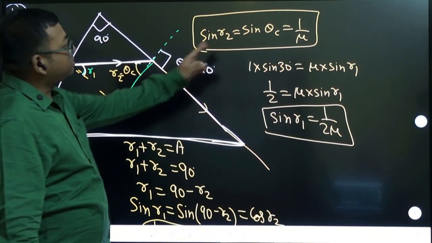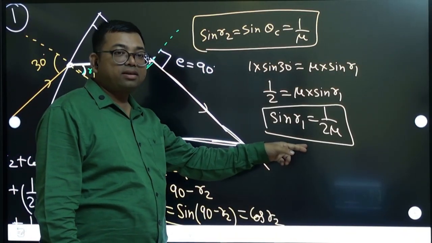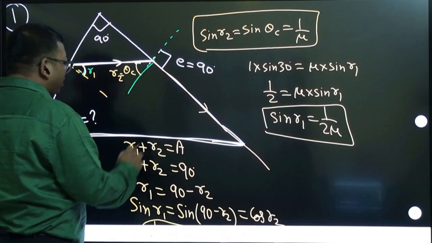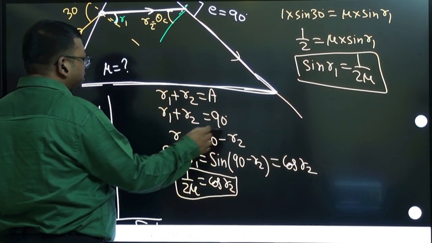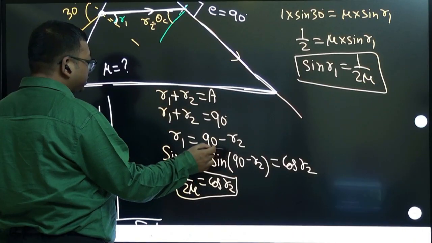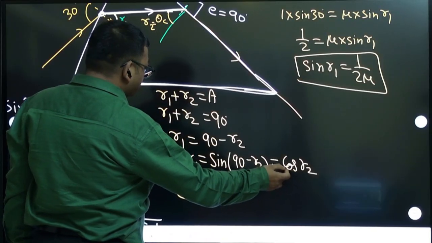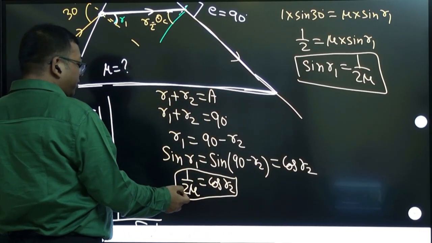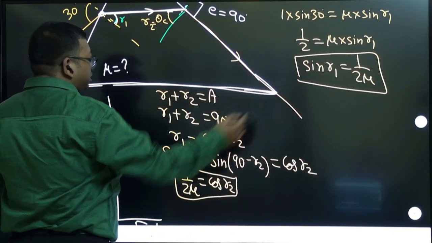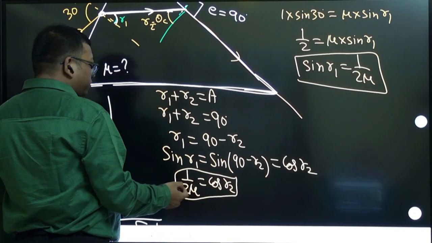See, this one is clear, na? This is also clear, right? Okay. Now R1 plus R2 is A, R1 plus R2 is 90, R1 becomes 90 minus R2. So when I apply sine R1, that sine 90 minus R2 becomes cos R2, and sine R1 is 1 by 2 mu. So cos R2 is 1 by 2 mu.